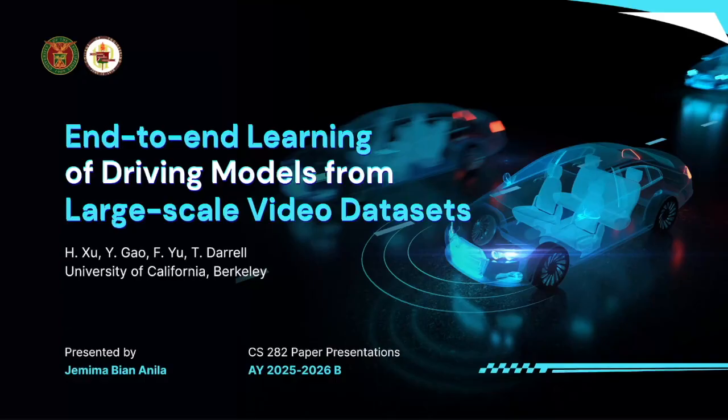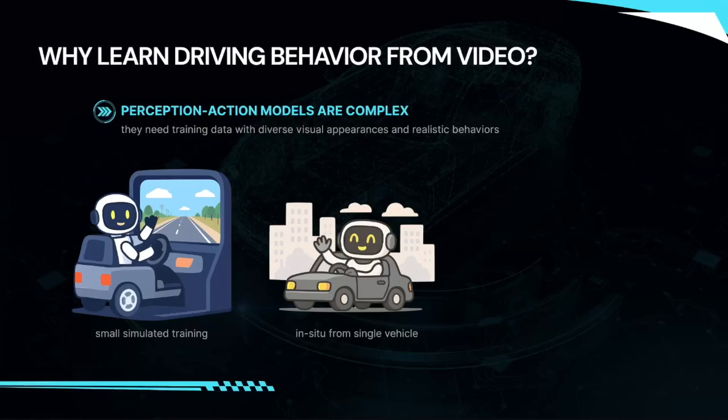Instead of detecting objects first, it tries to directly predict driving actions from video. Why learn driving behavior from video? Perception action models are complex. They need training data with diverse visual appearances and realistic behaviors. Most driving models are trained in small simulations or in situ from a single vehicle.